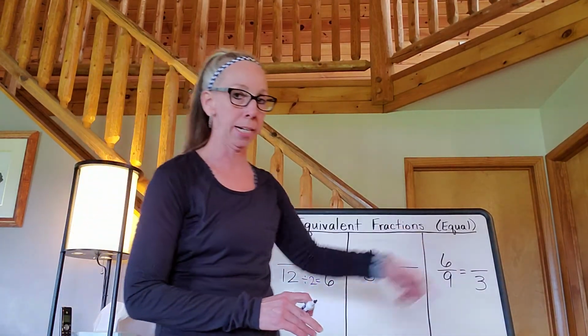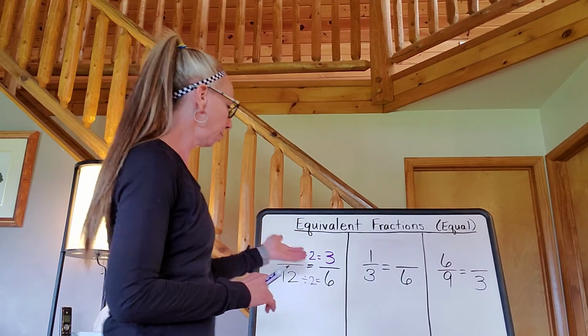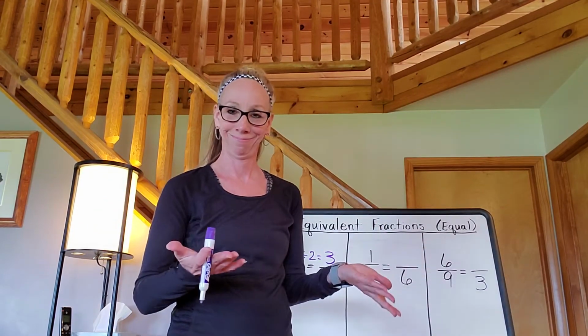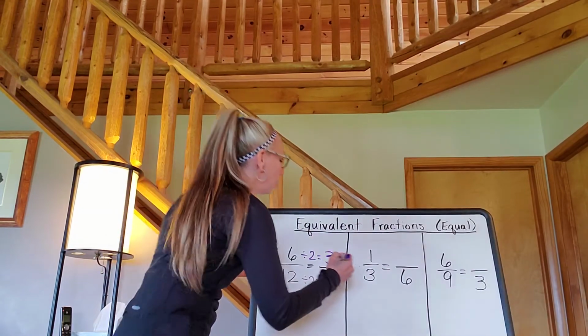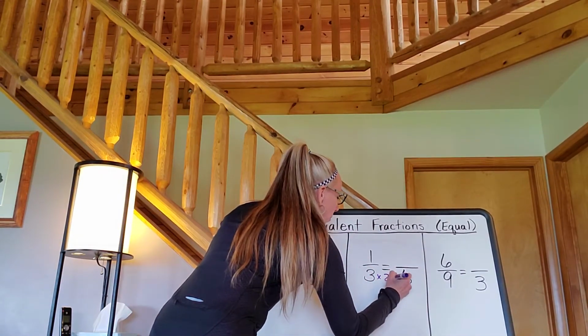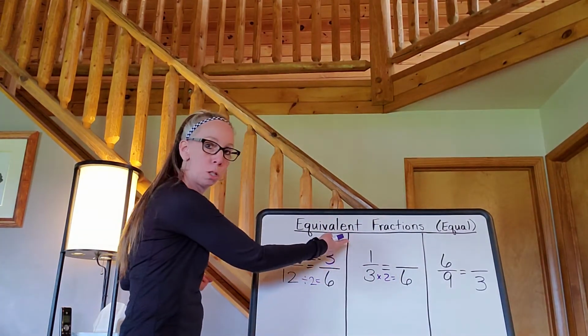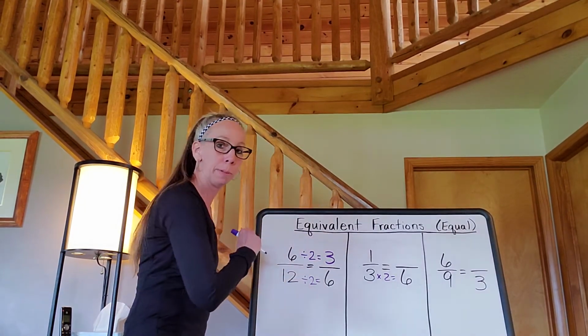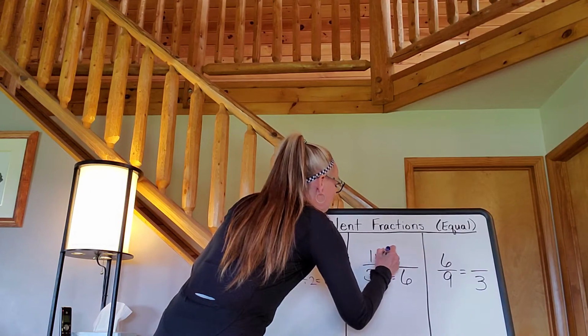1/3 equals how many sixths? So 3 times what equals 6? Yep, 3 times 2. So 3 times 2 equals 6. So what do we have to do to the numerator in that problem? Somebody had it, I heard it. You multiply by 2.